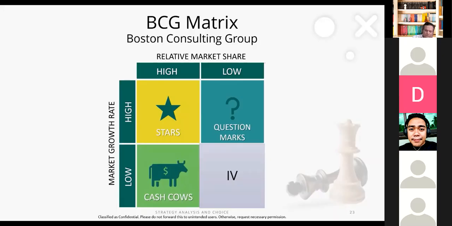Product development or diversification may be attractive strategies for a strong cash cow. However, as a cash cow division becomes weak, retrenchment can become more appropriate. And the last quadrant is the dogs.